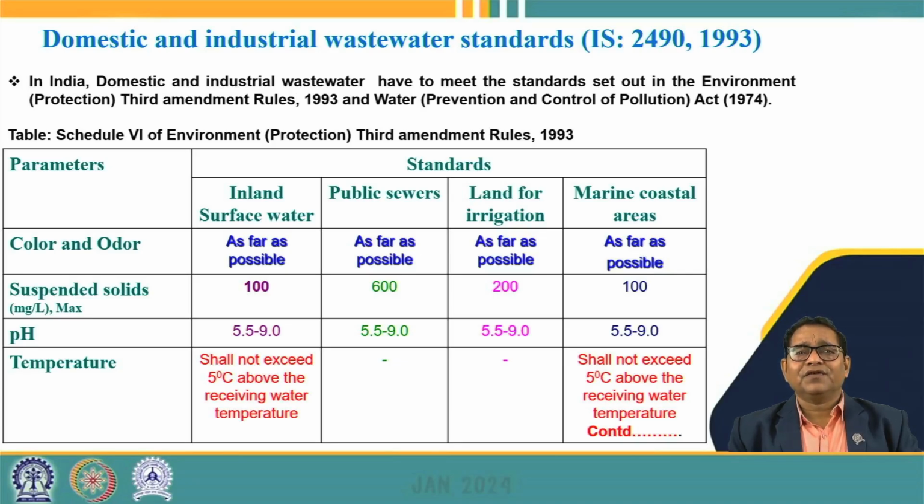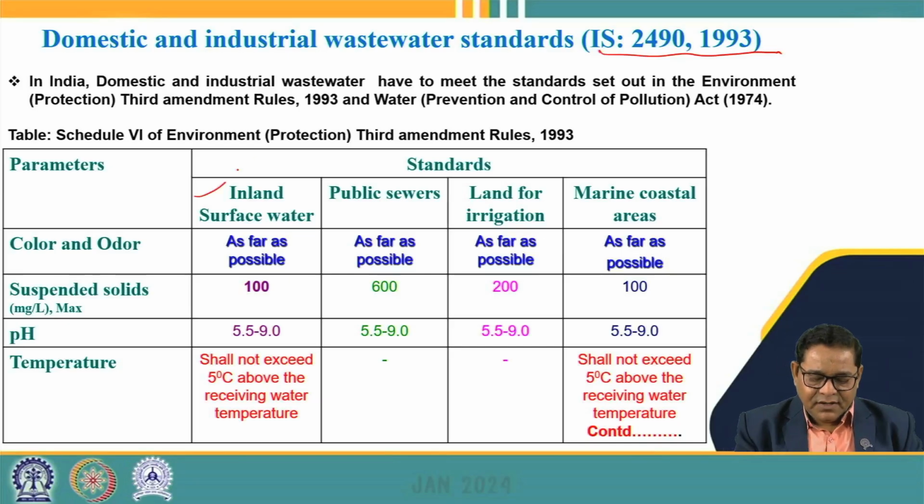So, if we see, industrial or domestic wastewater, they are generated and they are treated, and after the treatment, they should conform to the following standards. These standards are defined as per the Indian Standard IS 2490, which was published in 1993. So this is the effluent discharge standard.